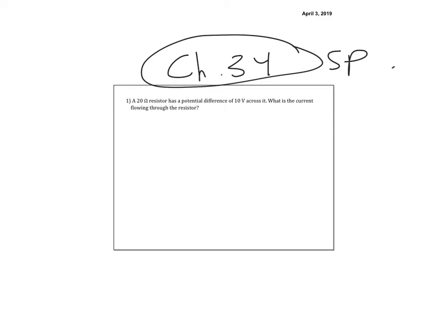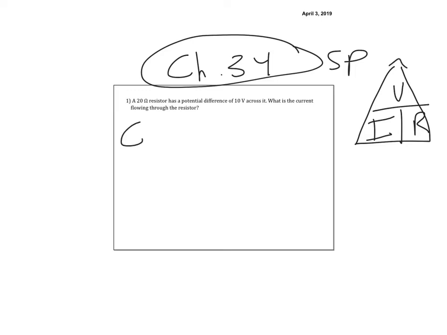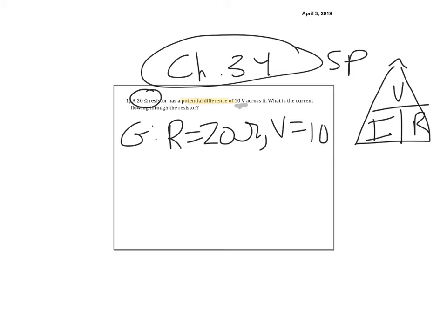I'm going to use my Ohm's triangle, so I'm going to draw it over here to make my life easier. V, I, R. You should have that all over your notebook so you don't do it upside down. In my given, I know that 20 ohms is my resistance, so R equals 20 ohms. And the potential difference, I know that's a weird word, but that is my voltage. It says 10 volts, so V equals 10 volts.